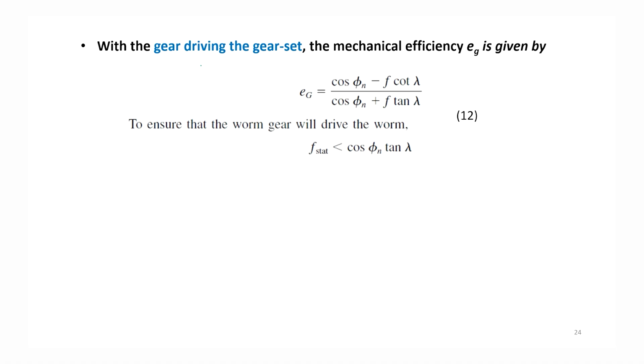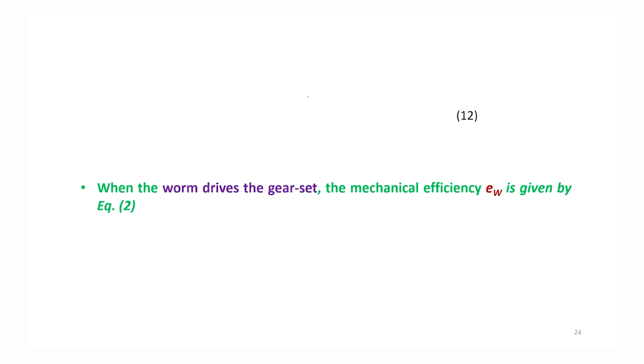Now, after getting the coefficient of friction, we can find the efficiency of the drive. With the gear driving the gear set, the mechanical efficiency e_G is obtained by formula 12, but in our case, worm is driving the gear set, and so we will not use this, but we will use this formula when the worm drives the gear set.